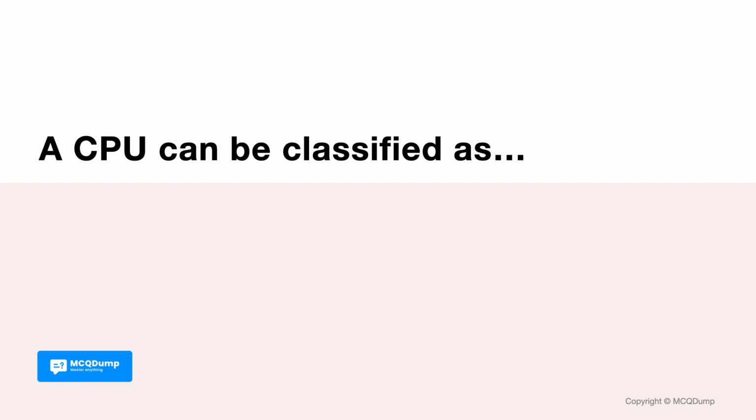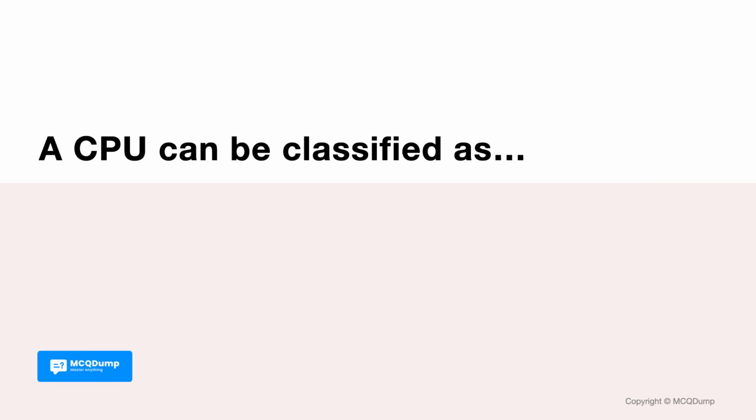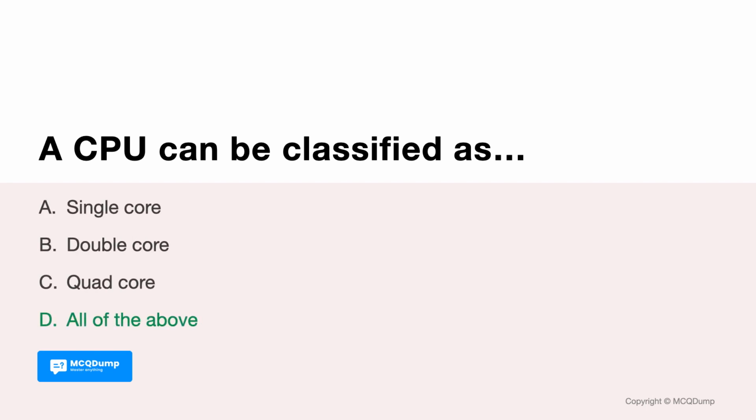A CPU can be classified as. Options are A. Single core, B. Double core, C. Quad core, and D. All of the above. Answer is D. All of the above. Even hexacore, 8 cores, octa-core are also there. As of 2019, the majority of consumer CPUs feature between 2 and 12 cores. Workstation and server CPUs may feature as many as 48 cores.